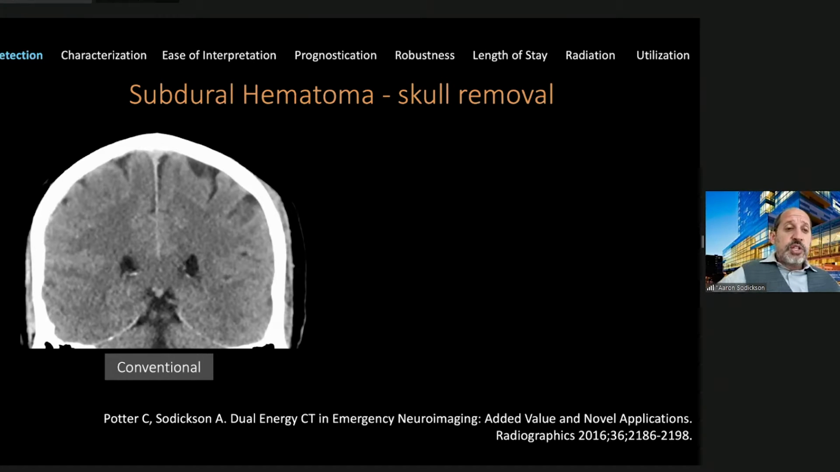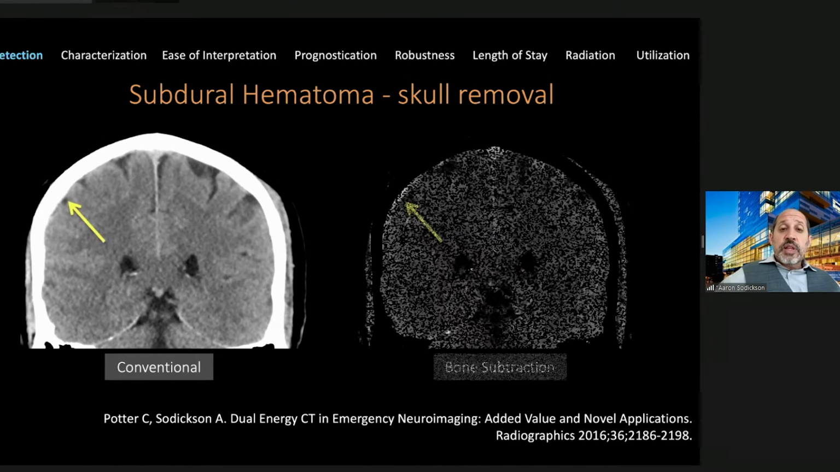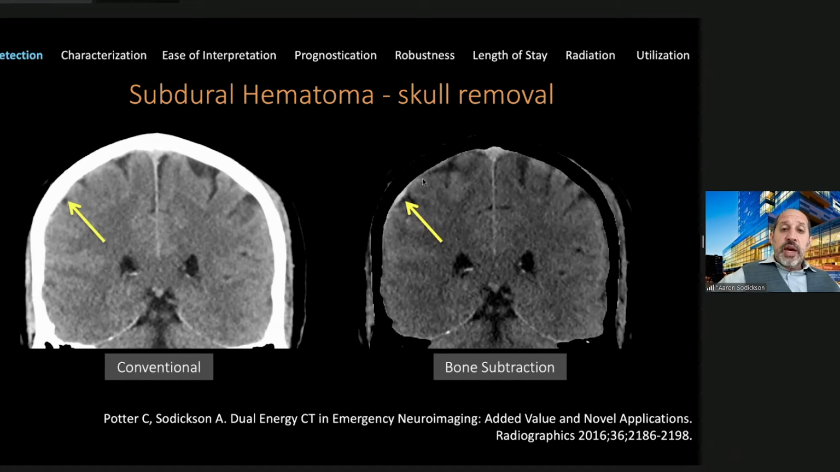This is a coronal image of the head. On all of our CT scans, we do a calcium-based bone subtraction reconstruction to eliminate the skull and to better show us a very subtle subdural hematoma that's otherwise hiding under the brightness of the calvarium here. We do this on every head CT in the axial and the coronal plane.